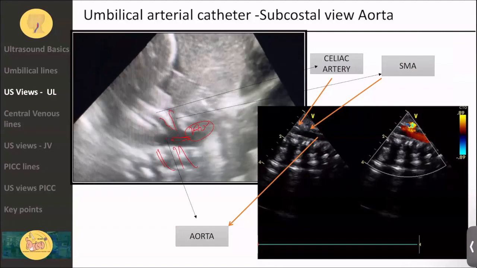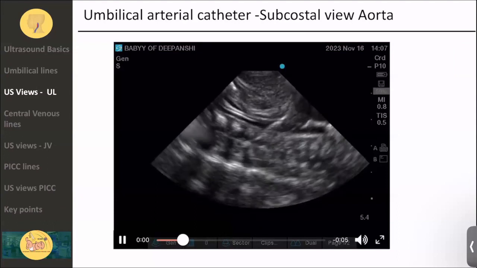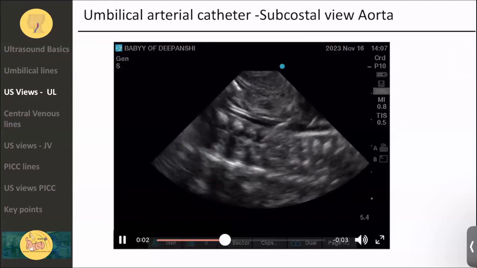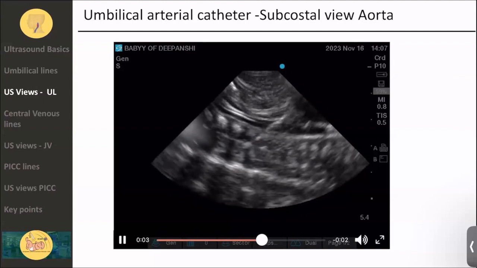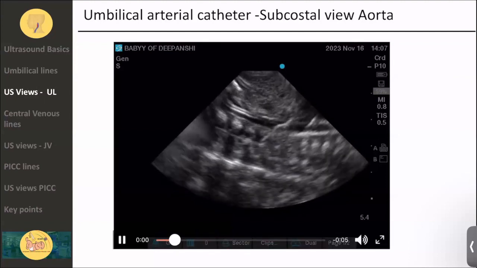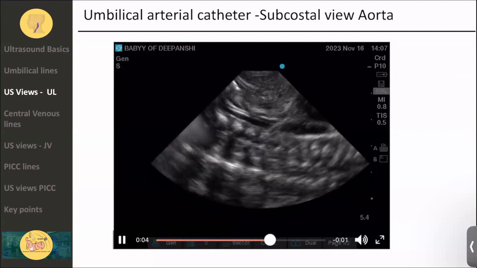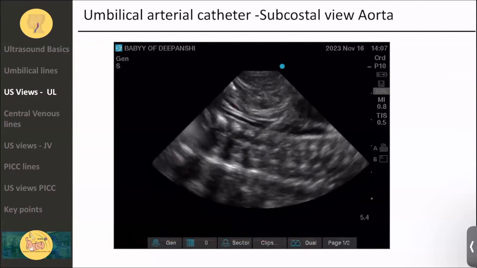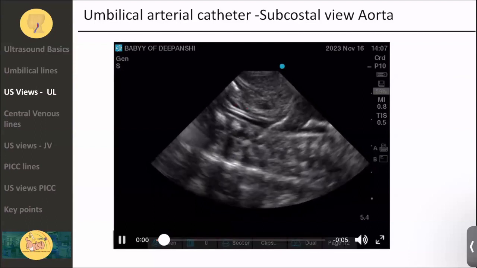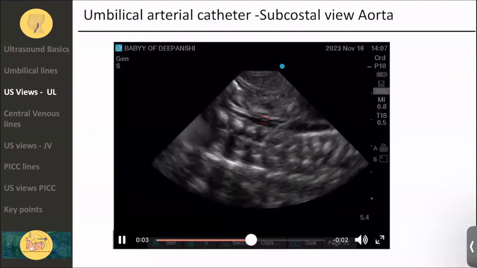Okay, right? So how does ultrasound help us? We just need to know that our UAC tip is crossing this. If it has crossed the territory of these vessels, the superior mesenteric artery and the celiac, that means it is high up. We don't need to worry about it. So in this case, if you see, this is the SMA, this is the celiac, right? And the line tip is crossing it.